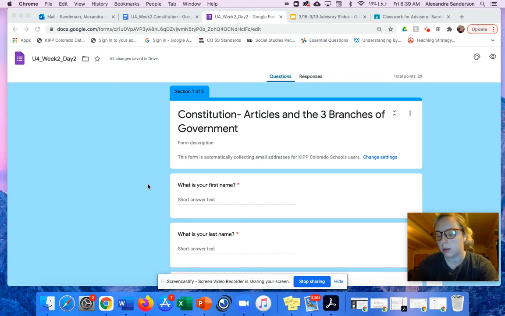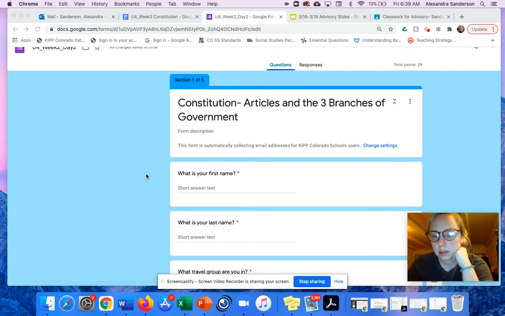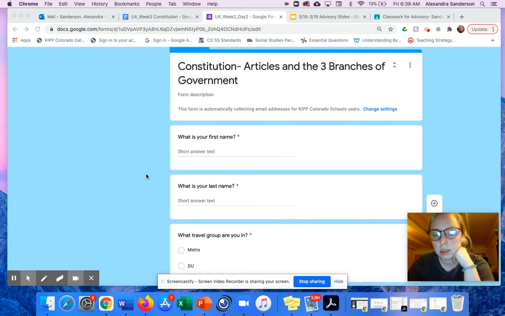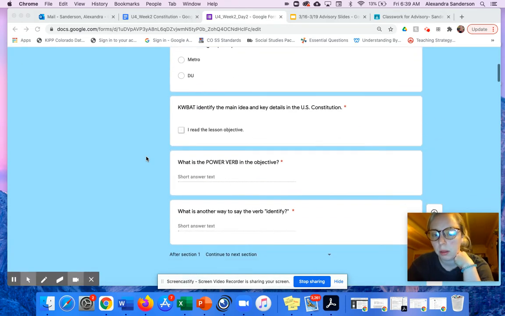Yesterday you learned about the Articles of Confederation, the first document that created the U.S. government, but the articles were very weak and ineffective, so the Founding Fathers met and they wrote the Constitution. So you're going to break down the beginning parts of the Constitution today, and I'm going to help you read through some of the paragraphs.